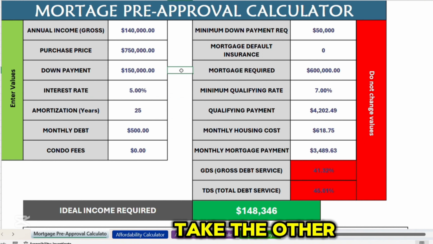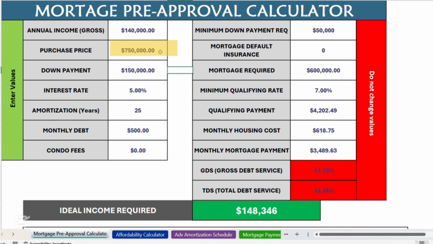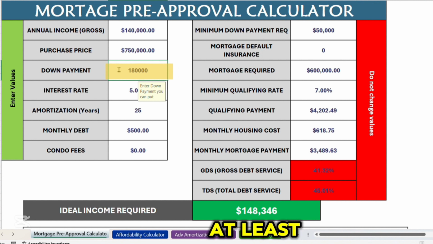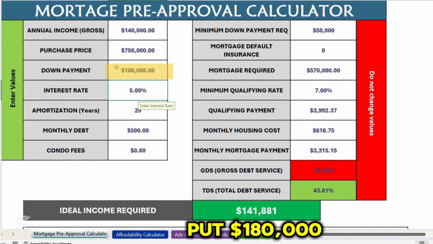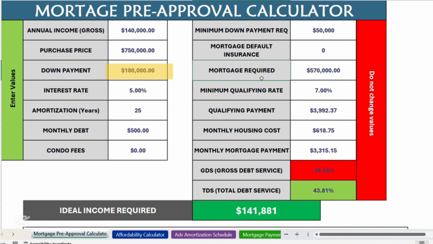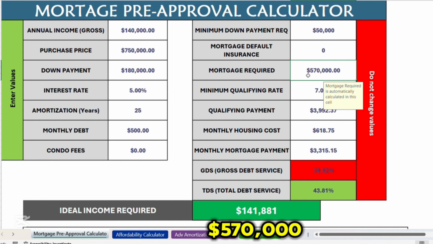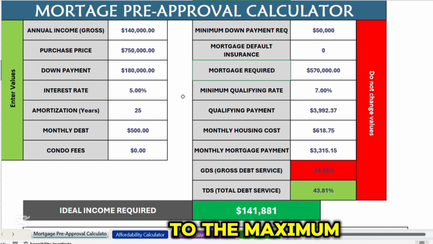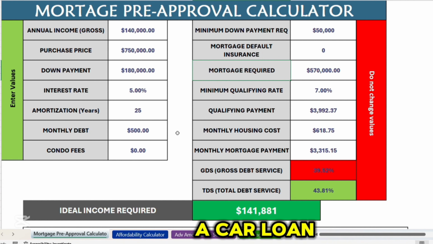Or we can take the other scenario. If you still want to buy a house of $750,000, what you need to do is you need to increase your down payment. So from $150,000, at least you have to put $180,000 so that the mortgage required can come down to $570,000. So in a conventional mortgage, where you are stretching yourself to the maximum of your limits, a car loan payment can actually affect your eligibility to get a mortgage.